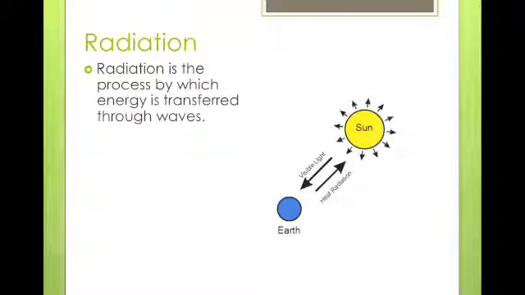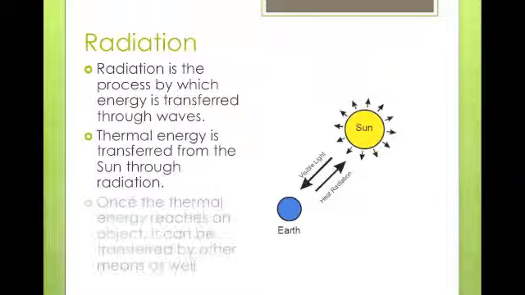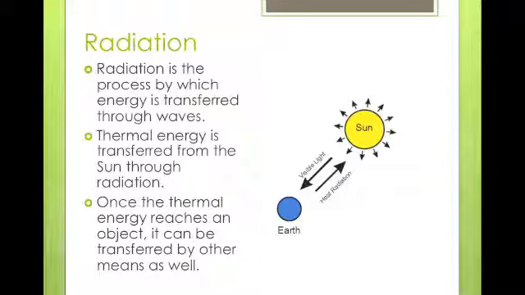Radiation. Radiation is the process by which energy is transferred through waves. Thermal energy is transferred from the sun through radiation. Once the thermal energy reaches an object, it can be transferred by other means as well.